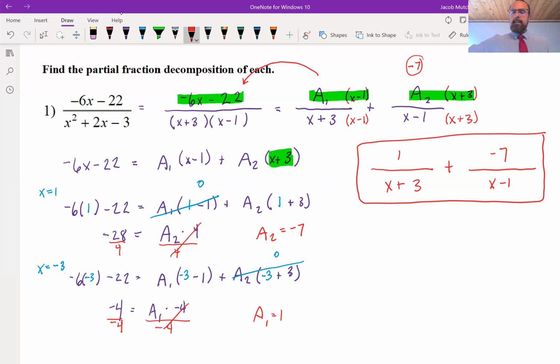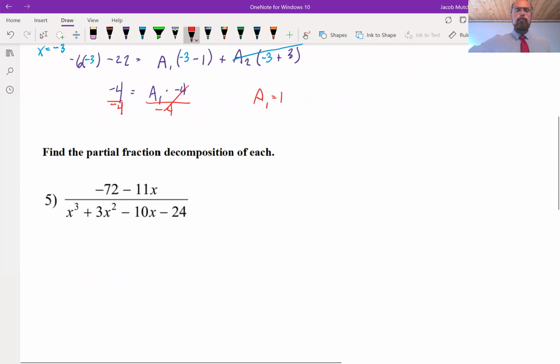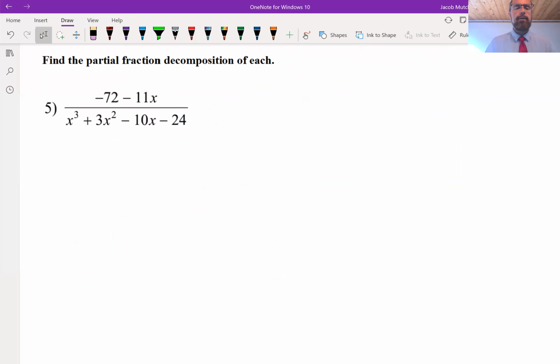Let's take a look at a second example. So this second example has negative 72 minus 11x over x cubed plus 3x squared minus 10x minus 24. And the first thing I notice is that the denominator is a degree 3 polynomial taken out all the way to the constant. So I need to factor that, but like we've seen in our investigations in past lessons, I can't just factor directly. I need to use the rational root theorem to come up with an initial factor, and then I can use the factoring of the quadratic.